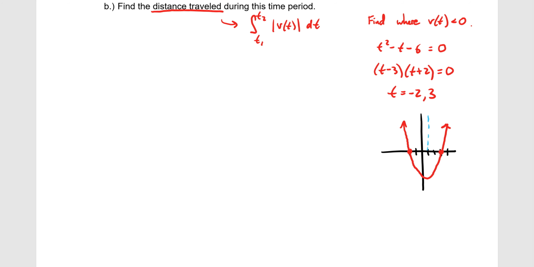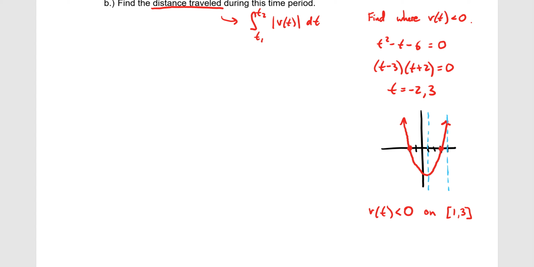So I'm just going to put some little vertical lines, t equals 1 to t equals 4. So we can see that the function is negative from 1 to 3 and positive from 3 to 4. And I'll say less than or equal to 0 just so I can include the endpoints. And then it's positive, greater than or equal to 0 on the interval 3 to 4. So the whole point of this was to find where it's negative. We just found that it's negative on the interval 1 to 3.